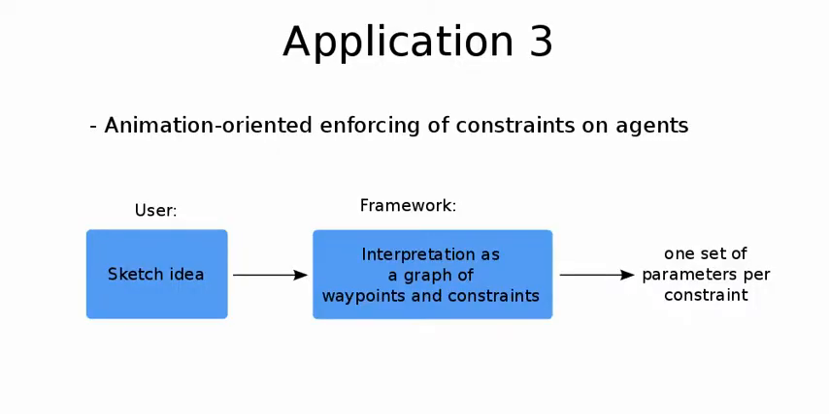In the third and final application, we show how we enforce constraints on agents in an animation-oriented context. In this case, a user starts with a sketch idea of a target behavior. The framework then interprets this as a graph of waypoints and constraints and computes the situation with one set of parameters per constraint corresponding to the wanted behavior.